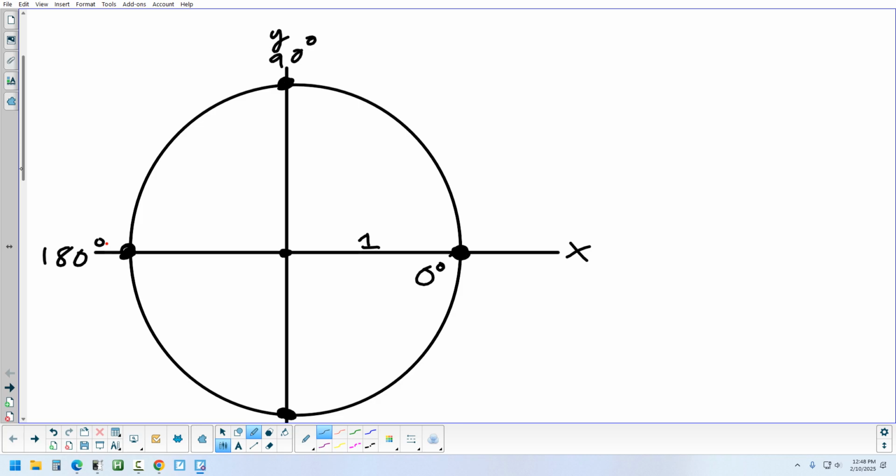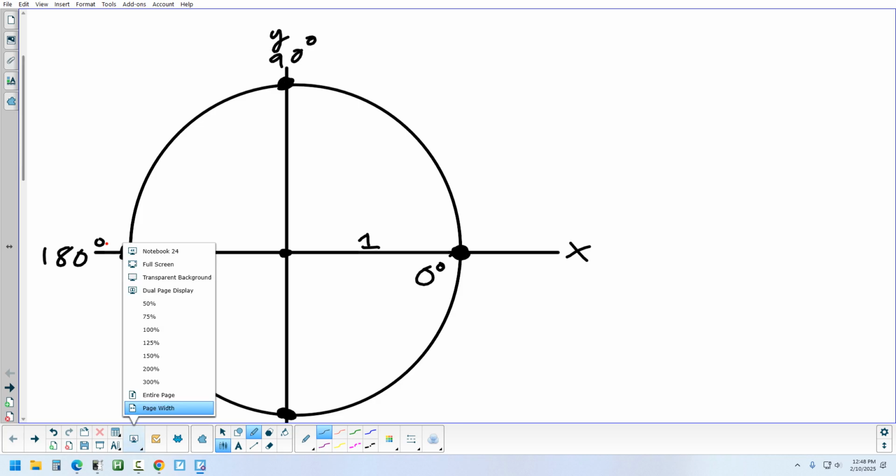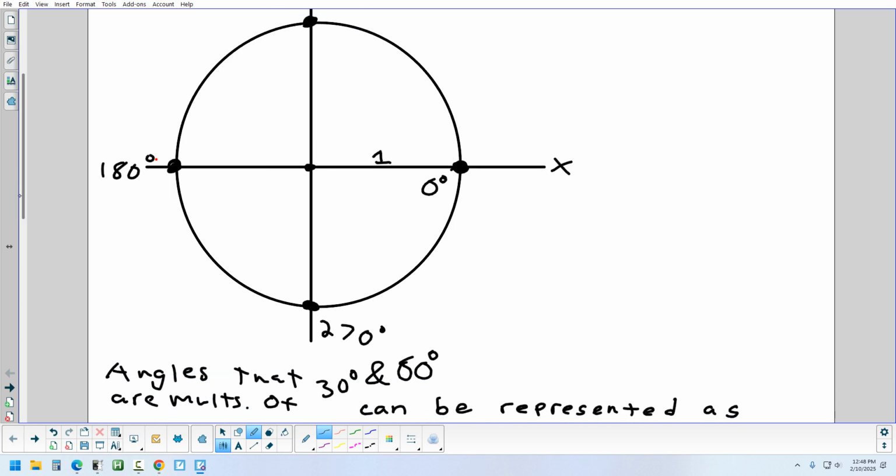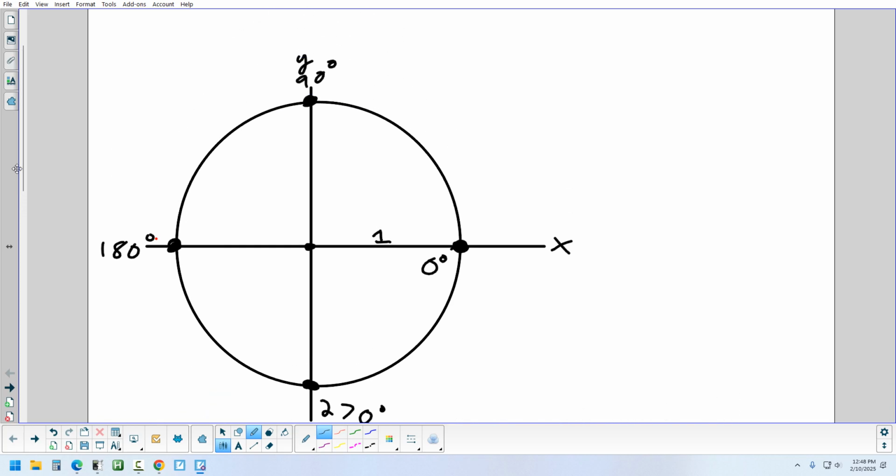Okay, so what I've done on the circle is I've marked 4 different locations: 0, 90, 180, and 270. We're going to start by looking at those coordinates because those are the easiest ones to do.